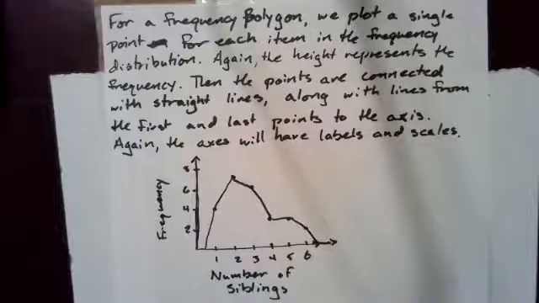For a frequency polygon, we plot a single point for each item in the frequency distribution. Again, the height represents the frequency. Then the points are connected with straight lines along with lines from the first and last points to the axis. Again, the axes will have labels and scales. And here is the frequency polygon for our example.